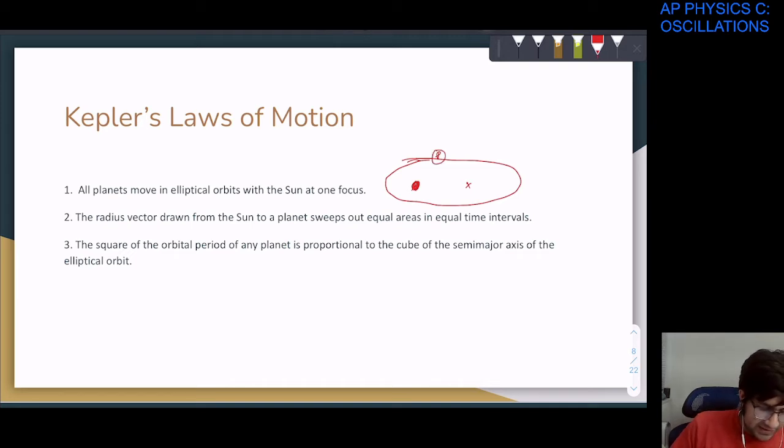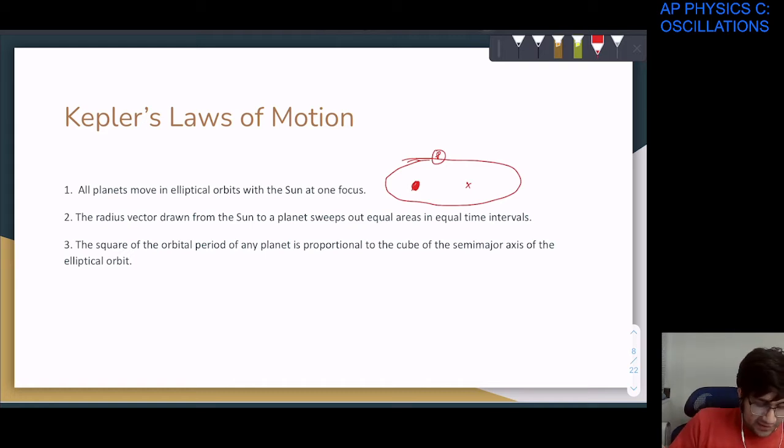The second law is that the radius vector drawn from the sun to a planet sweeps out equal areas in equal time intervals. And this is pretty cool, and there's a really cool visualization that I can link down below. If you just search on Wikipedia for this too, there's a really cool visualization where you can see this.